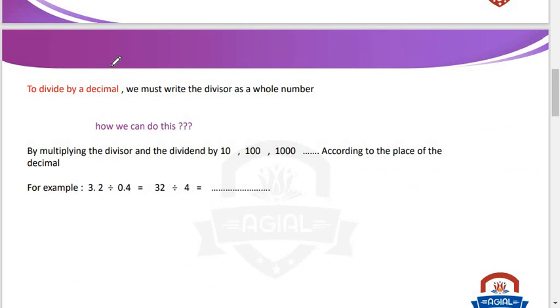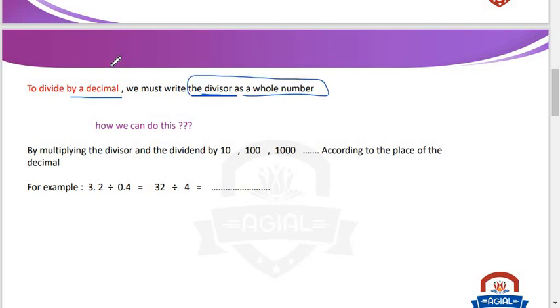To divide by a decimal, we must write the divisor as a whole number. To divide any number by a decimal number, we must write the divisor as a whole number. This is very, very important. Before you divide by a decimal number, you must write the divisor as a whole number. Okay? The divisor must be a whole number. But how can we do this? How can we convert the divisor to a whole number?